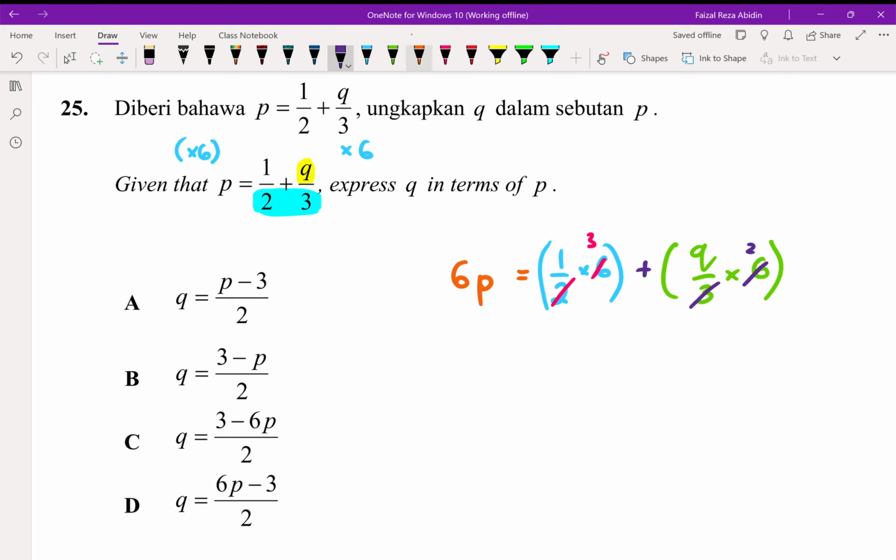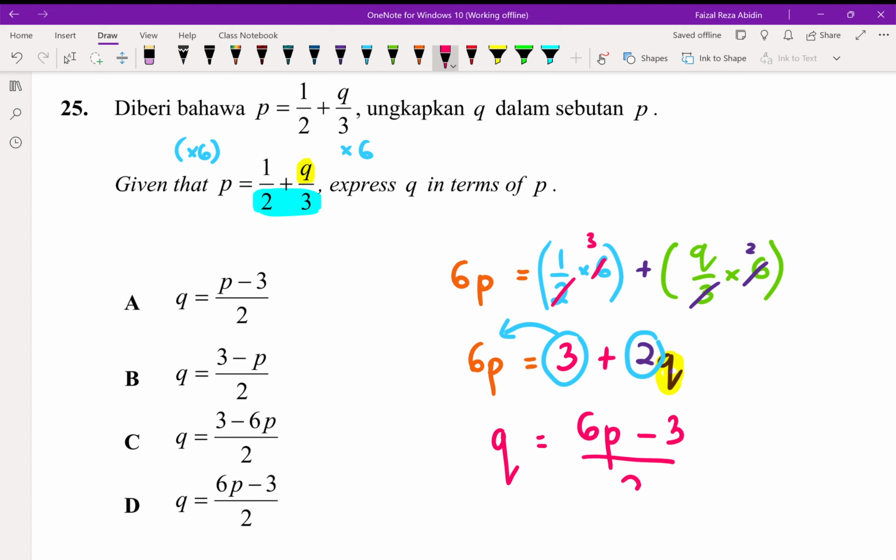So what I'm going to have over here as the equation without fraction, I'm going to get 6P equals to 3 plus with 2Q. So just now, what the question asks is going to be express Q. So means that I'm going to leave alone Q here. So what happened to our 3 there? Times? This one minus. This one 2 become? Divide. So you are going to get your Q here is going to be 6P minus 3 over 2. So which one is going to be the answer? 25 here is going to be D.